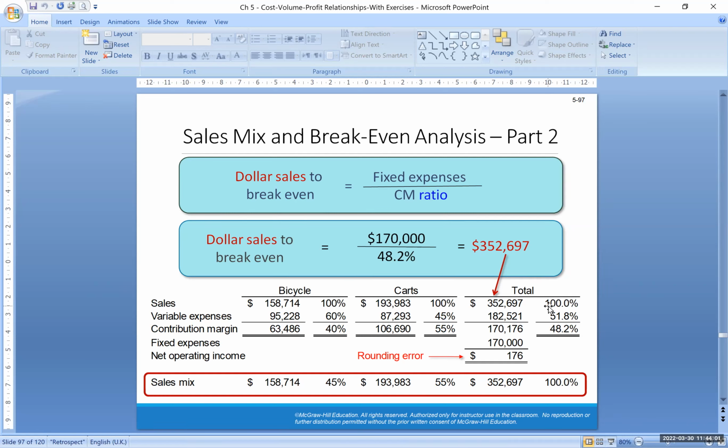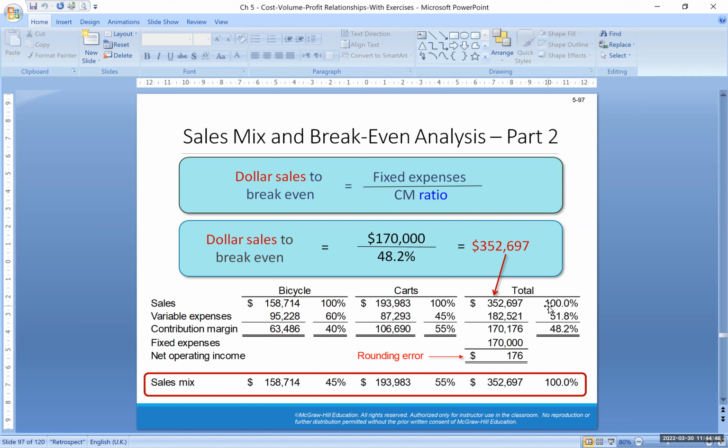But assume that we have this number for the dollar sales to break even. The correct number, if you like, just for your practice, should be 352,830. This number depends on the full ratio without any rounding. Assume that we have this number, 352,697. Now I have the dollar sales to break even. The company should sell 352,697 from the two products in order to break even, in order to get a profit of zero.